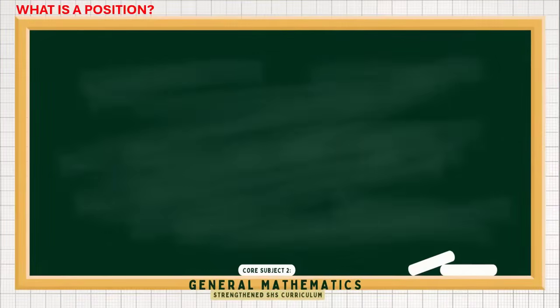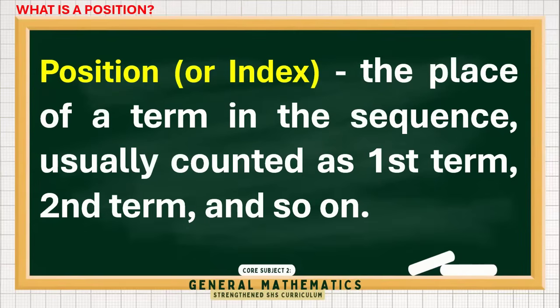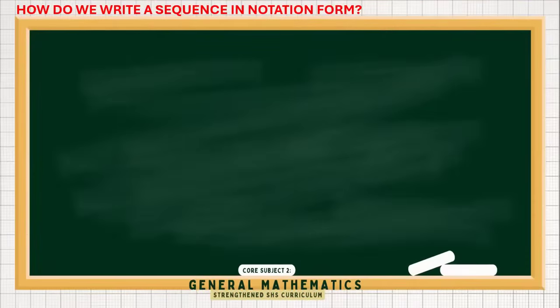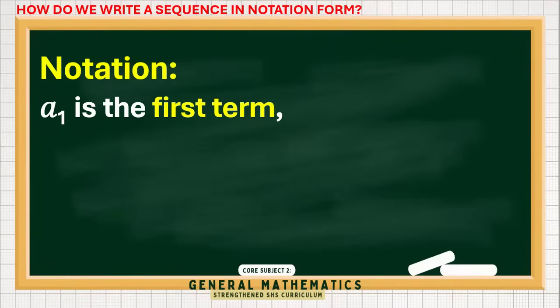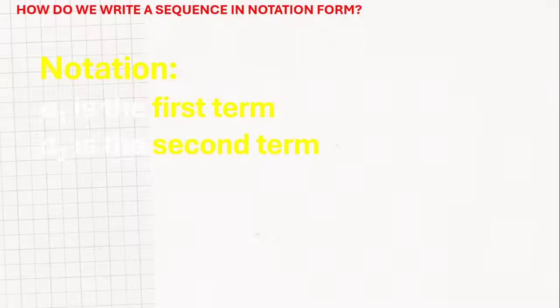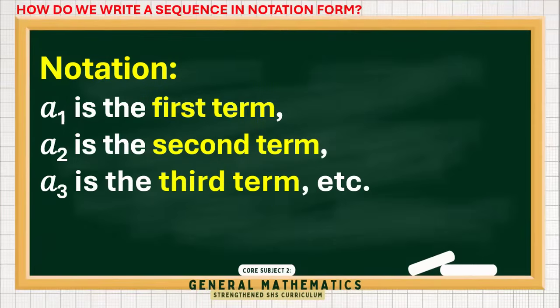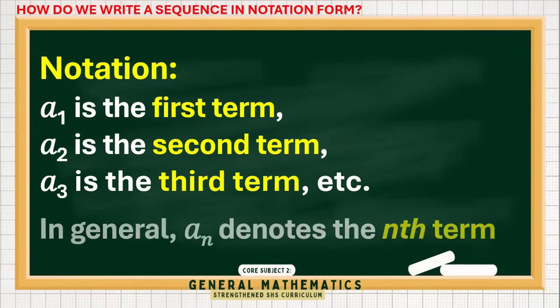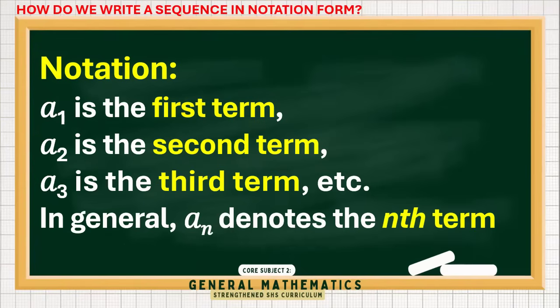What about a position? A position is also referred to as the index. It is the place of the term in the sequence, usually counted as the first term, the second term, and the third term, and so on. So how do we write a sequence in notation form? a sub 1 is our first term, a sub 2 is our second term, a sub 3 is the third term, etc. And in general, a sub n denotes the nth term of the sequence.